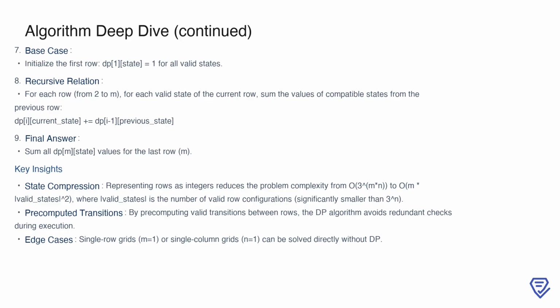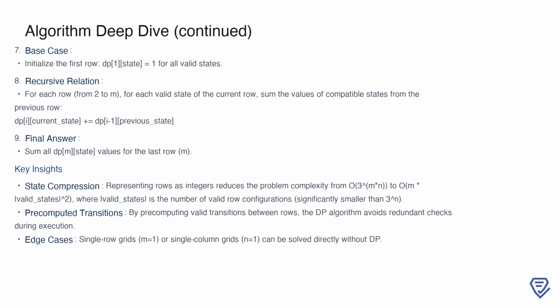This relationship can be expressed as DP[i][current_state] += DP[i-1][previous_state], where the previous state is compatible with the current state. Once we've processed all rows, the final answer is simply the sum of all DP[m][state] values for the last row. This approach introduces several key insights. By compressing the states of each row into integers, we significantly reduce the problem's complexity.